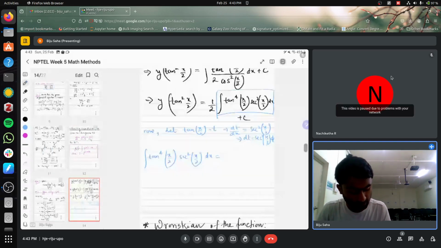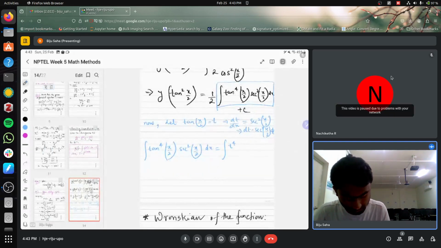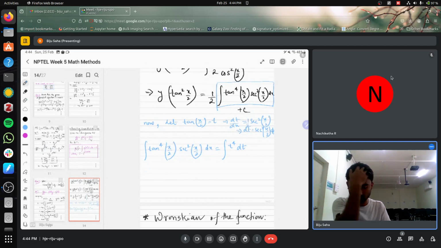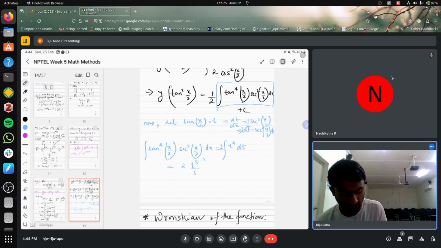So what you have is t to the power 4. And there is a 2 coming because dt by dx is equal to 1 by 2 sec square x by 2, and then 2 dt. It is 2 by 5, tan to the power 5 of x by 2.